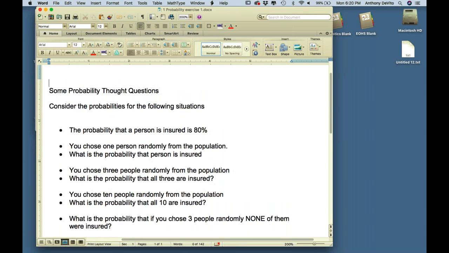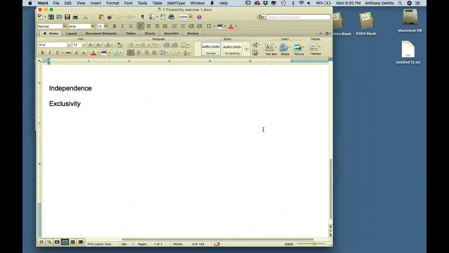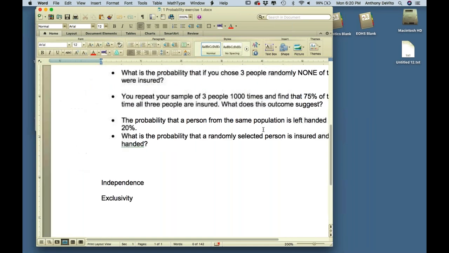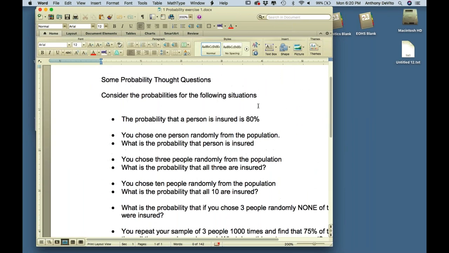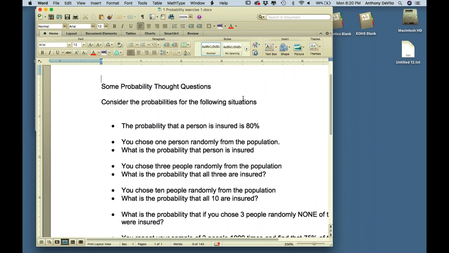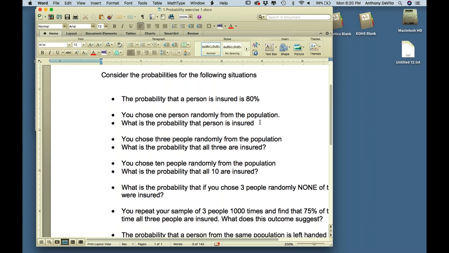Let's take a look at just simple probability. We spoke about the idea of independence and exclusivity, right? We're going to look at a few problems that involve a situation where we're interested in the probability of certain outcomes. So I'm going to look at the probability that a person is insured. Let's say we're working with a population where 80% of the population is insured. That's probably pretty close to what it is in New York City right now. Maybe it's even a little bit more.